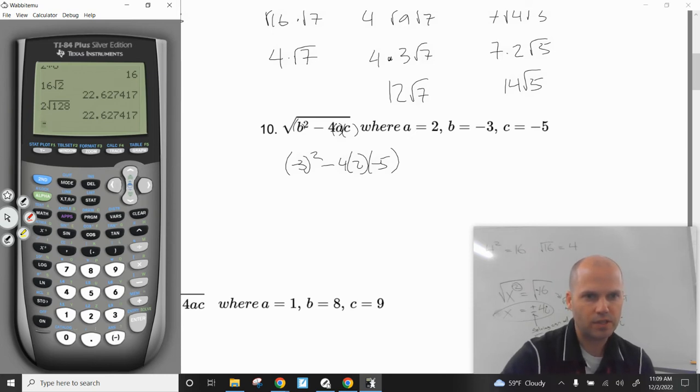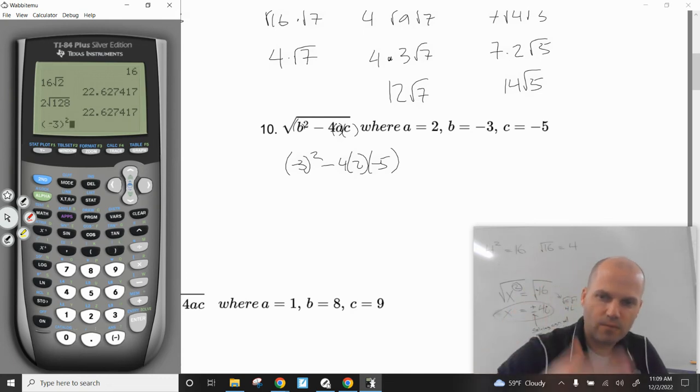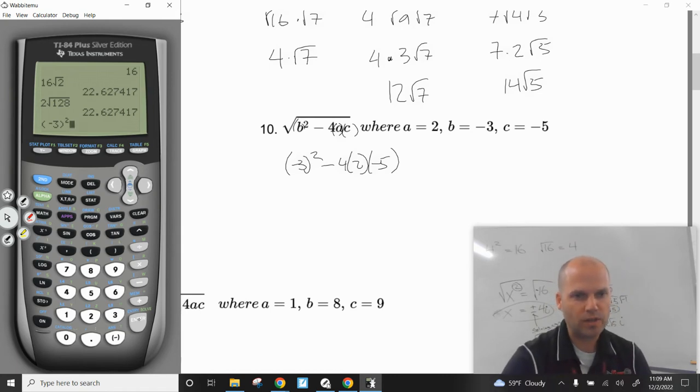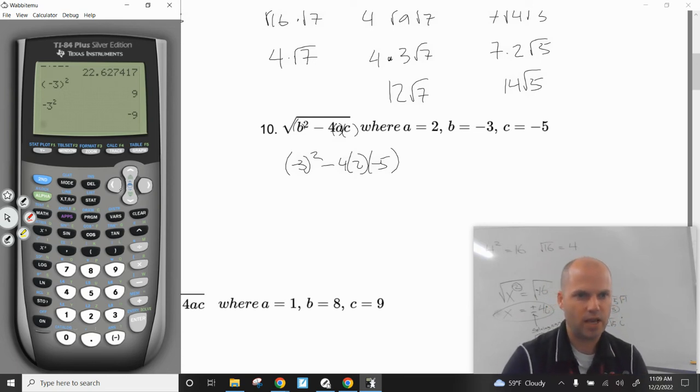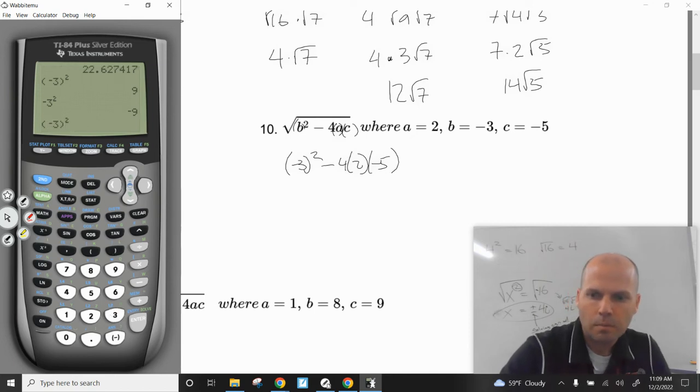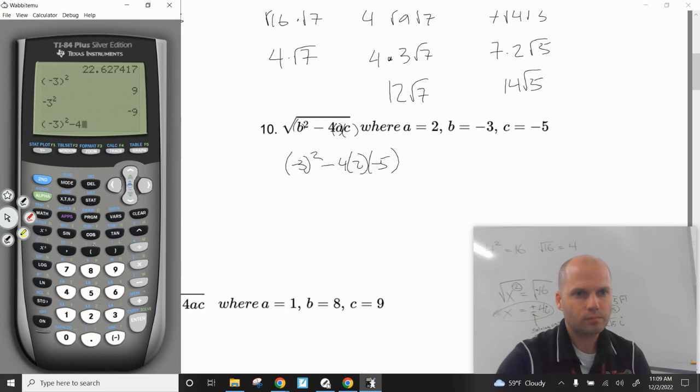This is in parentheses. Don't make the mistake of not using parentheses, because if you don't, you're not going to get the right answer. If you use parentheses, you are correctly told that negative 3 squared is 9. If you don't use parentheses, you get negative 9. That's wrong. Negative 3 squared is positive 9. So you have to use parentheses. So I got negative 3 squared minus 4 times 2 times negative 5.